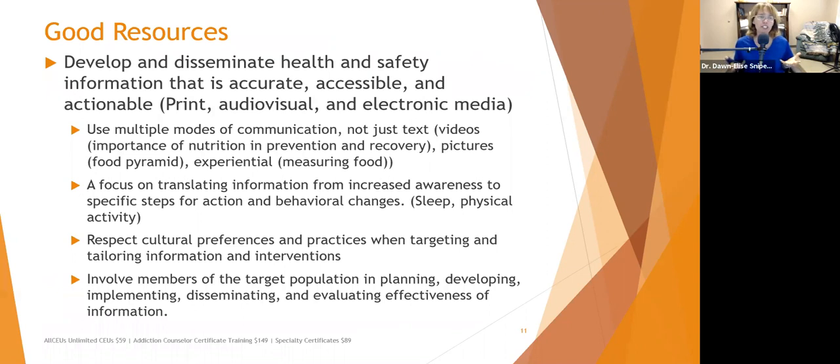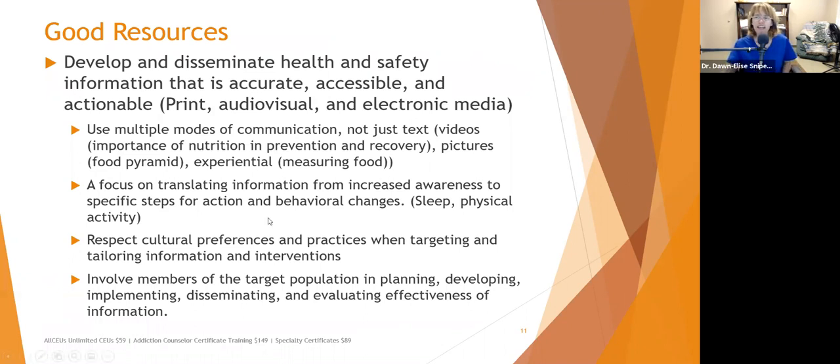And experiential, some people do better learning by doing. So if you're talking about measuring food, what is 3 ounces of meat? What does that look like? Well, some people say it looks like a deck of cards, but maybe that's not meaningful either. So have people actually measure out food so they can see on a scale what 3 ounces looks like.